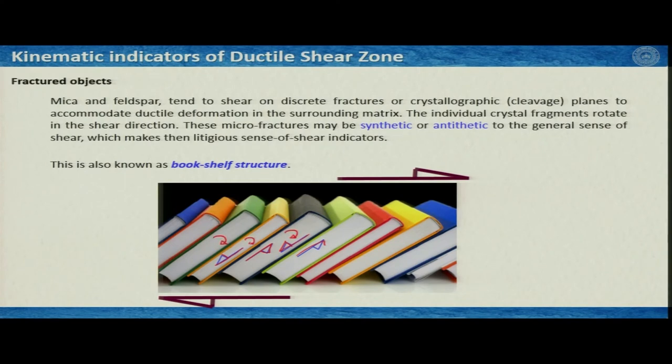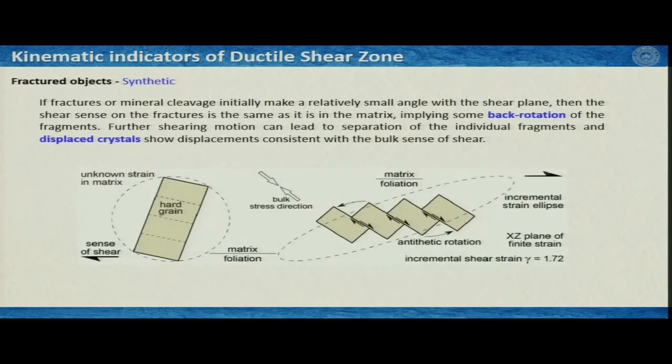Now, we'll see this in the field as well, or in thin sections, particularly in the ductile shear zone, rich with feldspar and mica. So, first we take up the synthetic fractured objects. If the fractures or mineral cleavage initially make a relatively low angle with the sense of shear, or with respect to the shear plane, then the shear sense on these fractures is the same as it is on the matrix, implying some back rotation of the fragments.